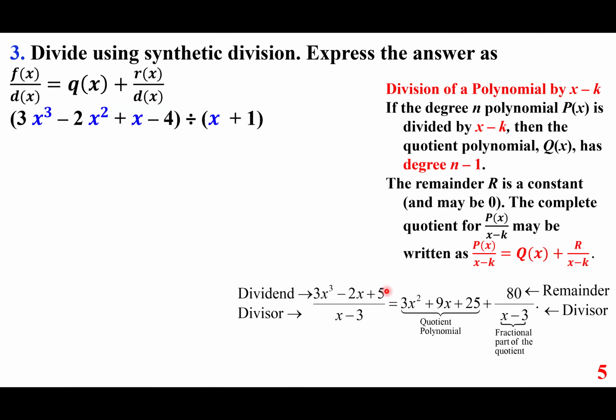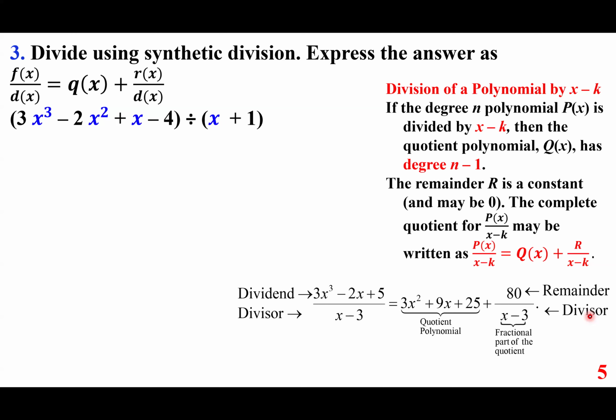So here's the dividend as an example: 3x cubed minus 2x squared plus x minus 4. We are dividing by x plus 1 as an example of a divisor. When we go through the process, we get the quotient of 3x squared minus 5x plus 6. What's this fraction? The numerator, minus 10, is the remainder, and the denominator is still the divisor, which is the fractional part of it. So that's what we get.